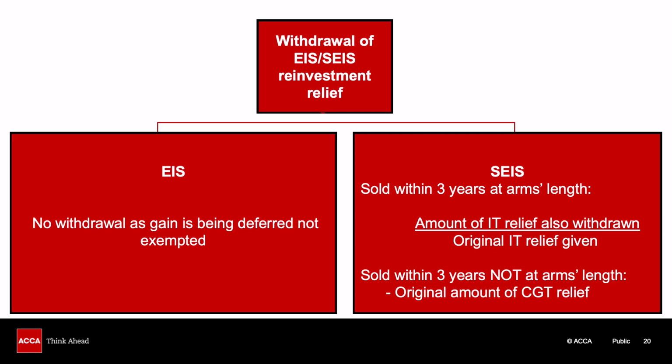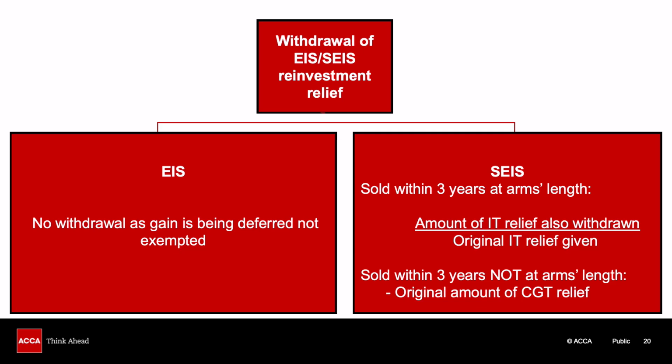If EIS shares are disposed of within 3 years, there's actually no clawback of CGT relief, because all that's happened is that the purchase of the EIS shares has allowed a gain on another asset to be frozen in time until the shares are sold. So whether they're sold within 3 years or not, the deferred gain will be triggered at the point at which the shares are sold. However, if SEIS shares are sold within 3 years, the investor must pay HMRC back some or all of the CGT relief previously claimed as reinvestment relief.